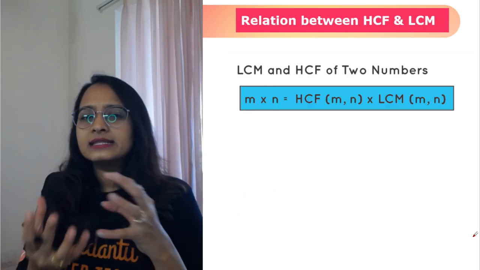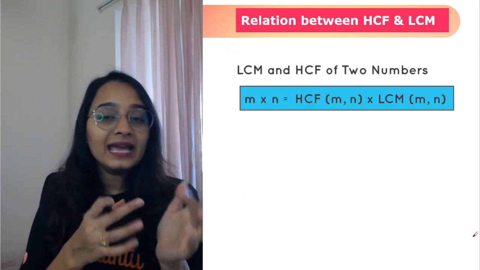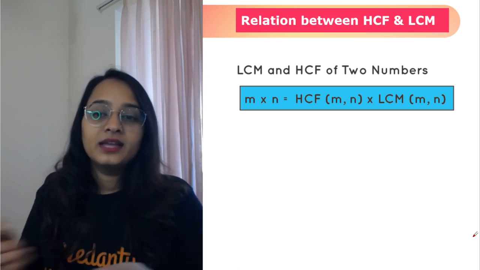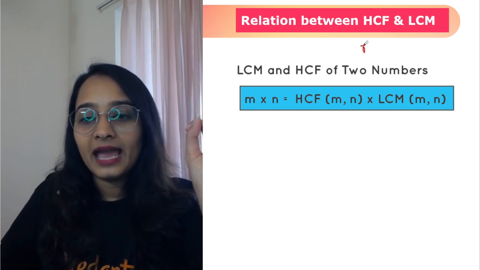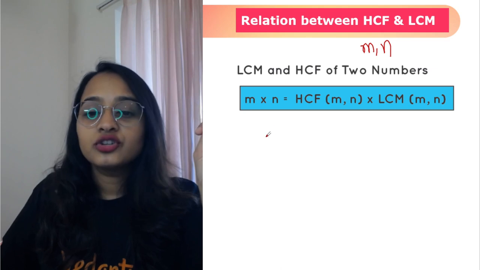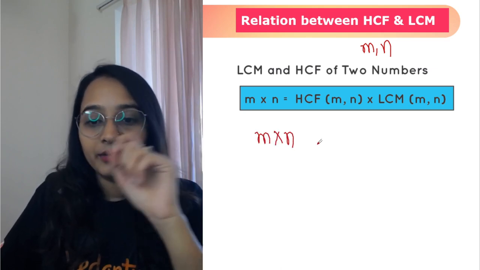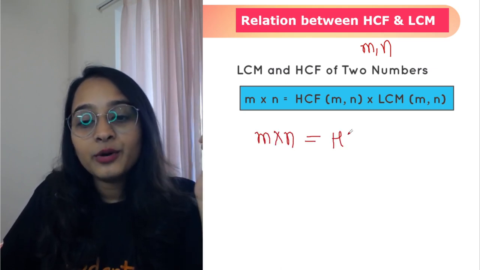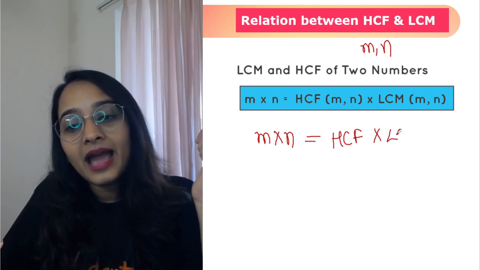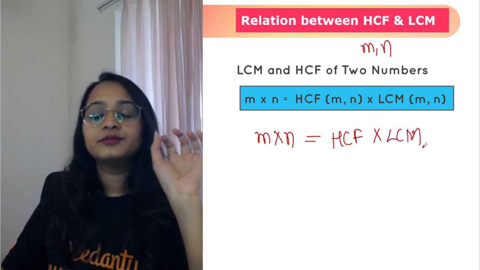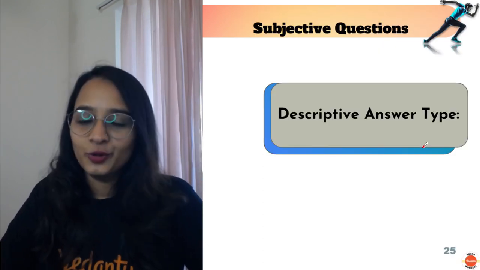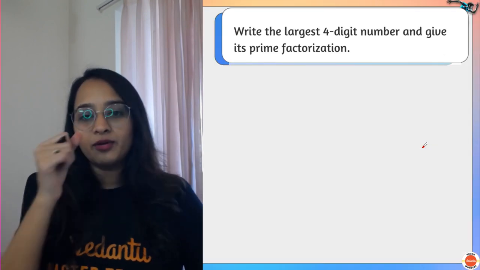Now, what is the relationship between HCF and LCM? If I take two numbers M and N, then the product of the two numbers is equal to the product of their LCM and HCF. We will be doing a problem on it. Don't worry. Let's get started with the problem.